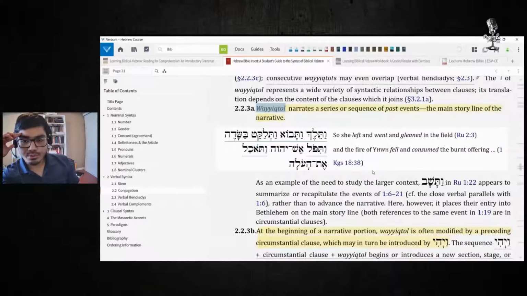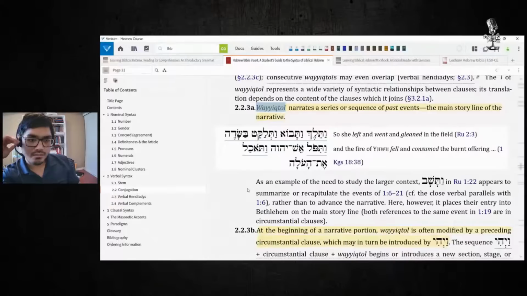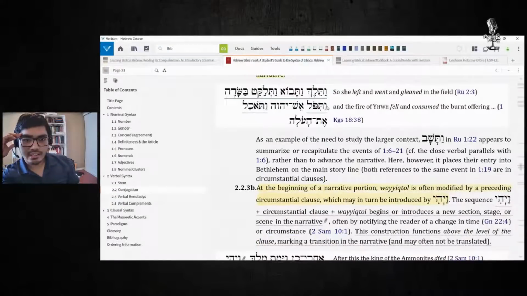In Ruth chapter 2, verse 3, it says, Vatelech, Vatavo, Vatlakesh, Basade. So, and she left, and she went, and she gleaned in the field. Each of these actions comes right after another. 1 Kings 18, verse 38, shows us a similar construction. Vatipol esh Adonai vatochal et haolah. And the fire of the Lord fell, and it consumed the burnt offering. So first it fell and then it consumed.